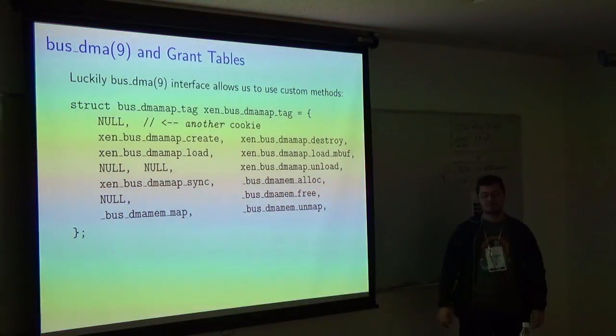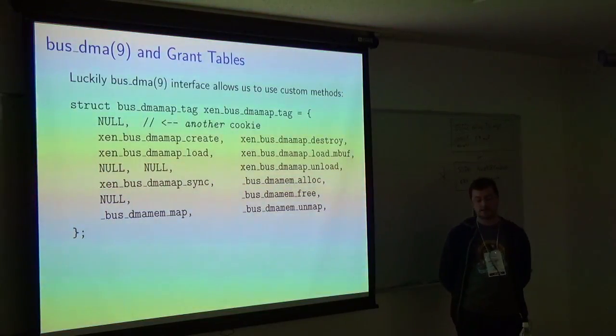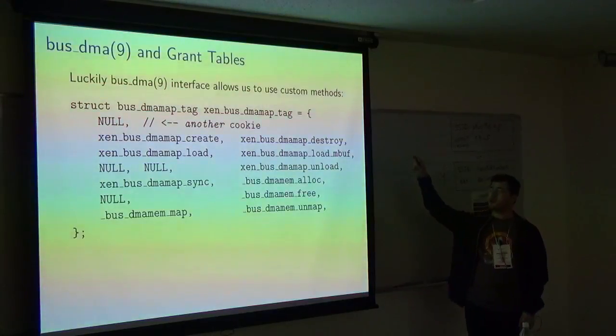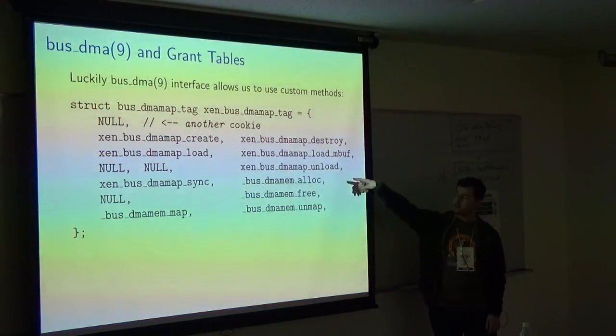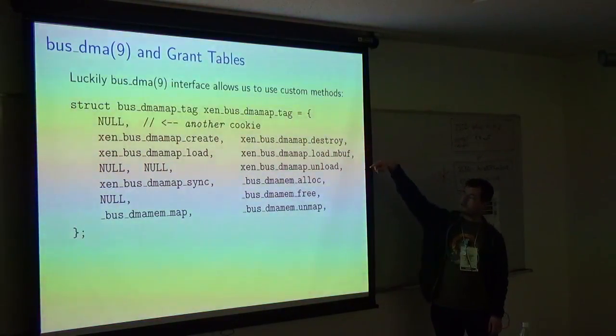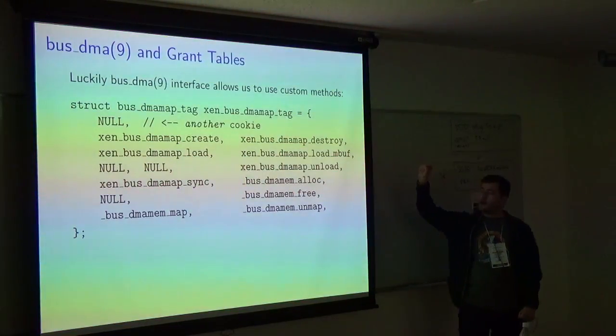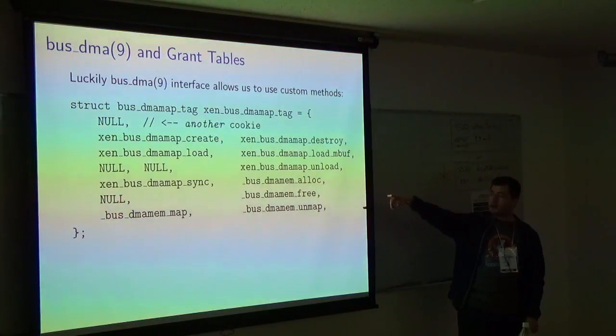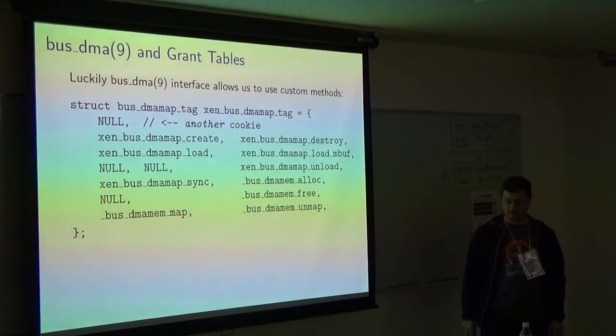Because the bus_dma interface allows us to create our own bus DMA tags. A tag is just a structure containing function pointers for whatever function call you want. Create, load, and so on and so forth. So we override. In fact, we don't really override, we rob the system default methods with some Xen versions dealing with the grant table. For some methods, we don't really need to override anything, like memory allocation, and some methods we don't really need at all. Therefore, they're all set to null.